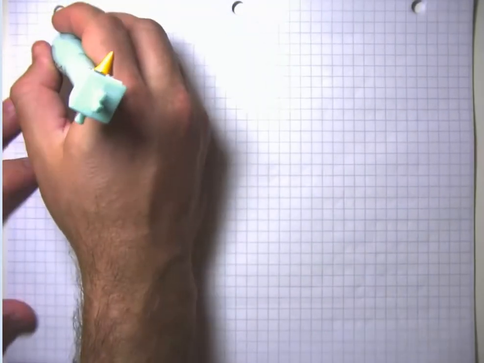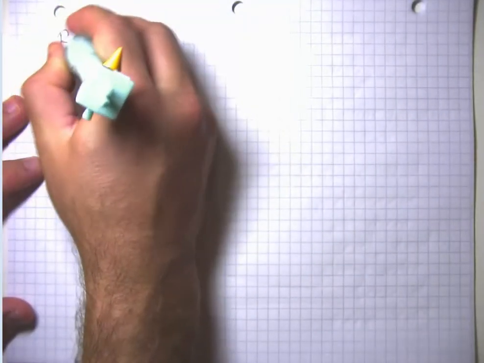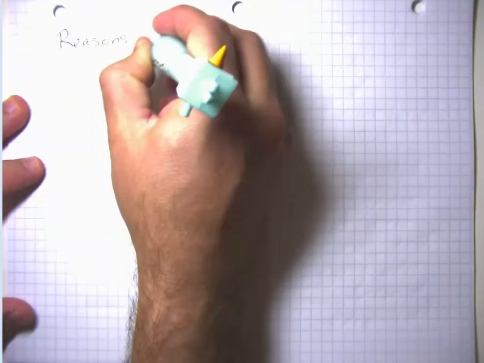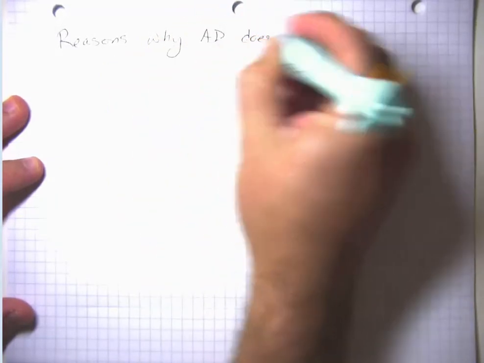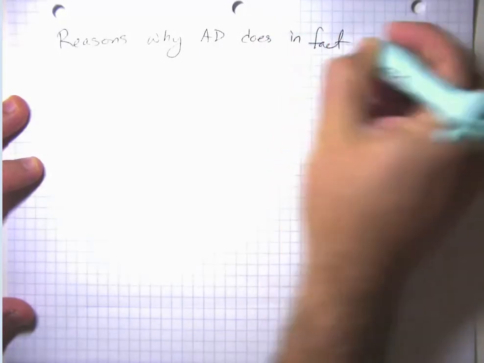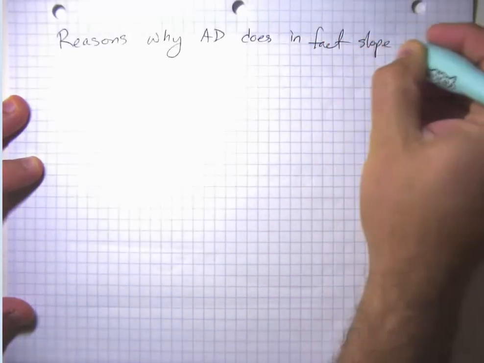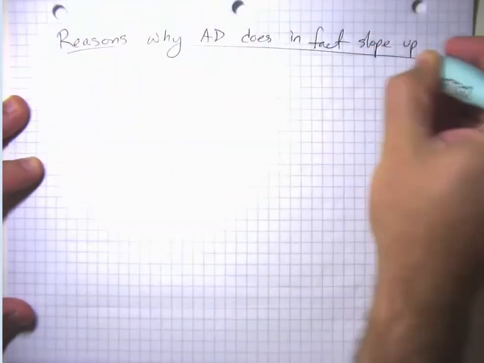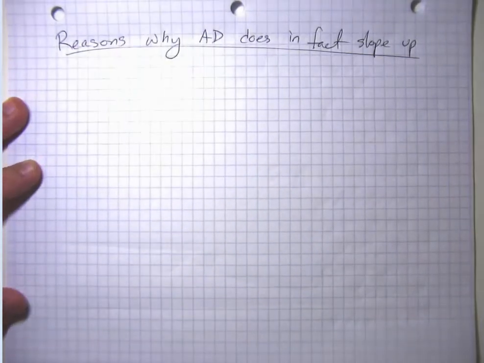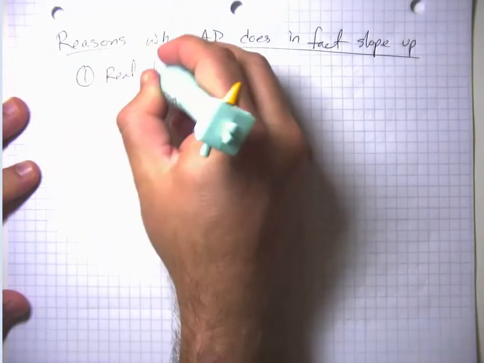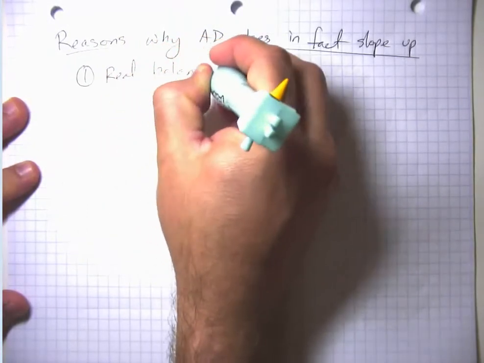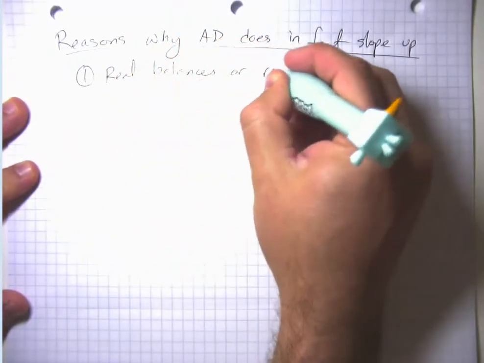But, all that said, there are reasons why we think the aggregate demand curve does, in fact, slope down. And these are going to be three main reasons. One is what's sometimes called the real balances or real wealth effects.